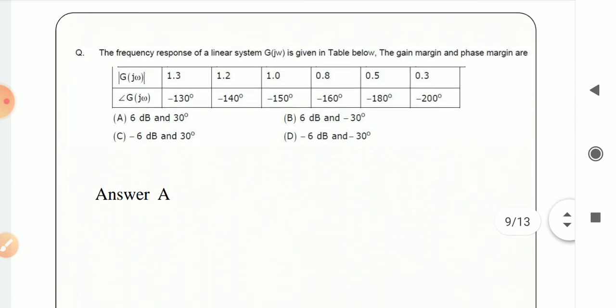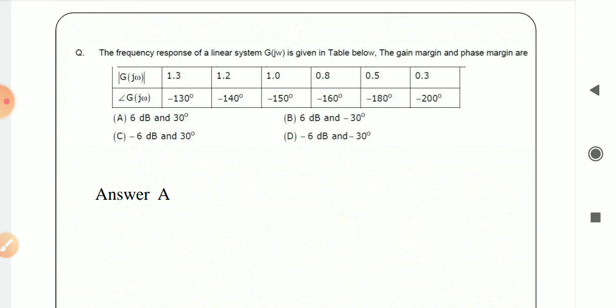Now the next question: the frequency response of a linear system G(jω) is given below. The gain margin and phase margin are. Again, we should know the concepts of gain margin and phase margin. The gain margin is 20 log 1 by the magnitude of the open loop transfer function at ω equal to ωpc, and the phase margin γ equal to 180 degrees plus φgc, where φgc is the angle of the open loop transfer function at ω equal to ωgc, where ωgc is the gain crossover frequency.